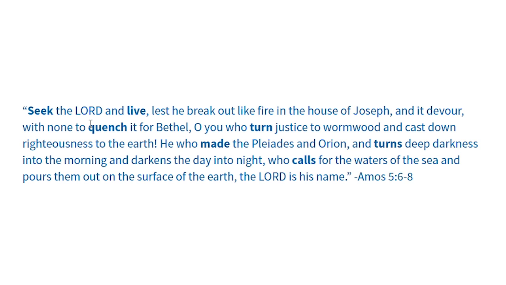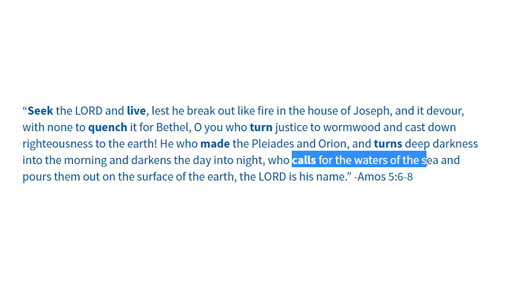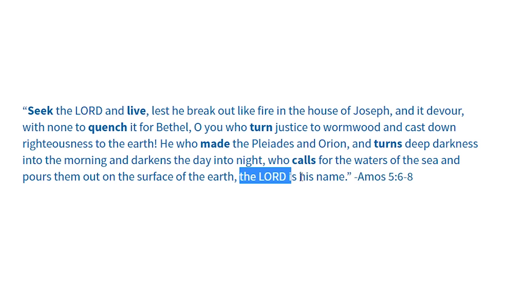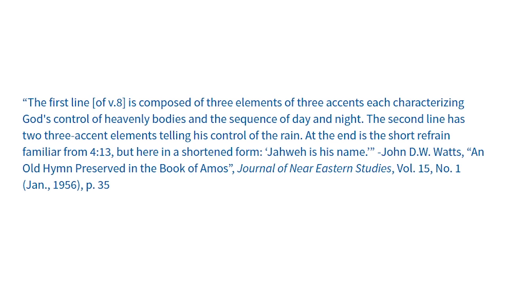So this would be our list of participles now. You who turn justice to wormwood, he who made the Pleiades and turns the deep darkness into morning, who calls for the waters of the sea and pours them out on the surface of the earth, and then the refrain, the Lord is his name. Watts says the first line is composed of 3 elements, of 3 accents, each characterizing God's control of heavenly bodies and the sequence of day and night.